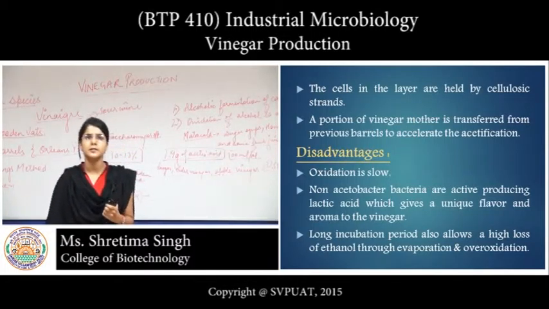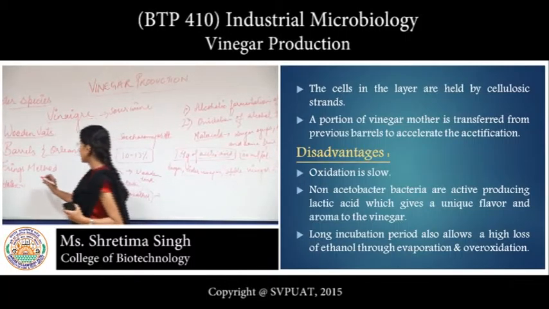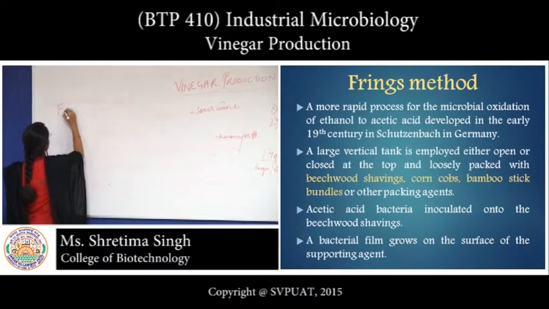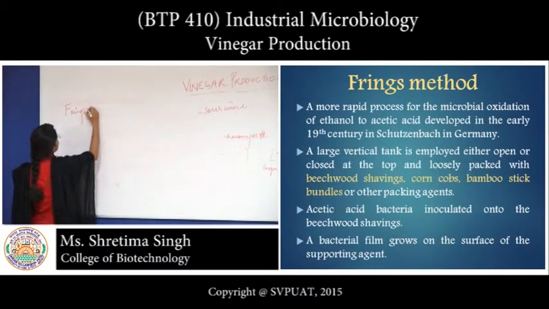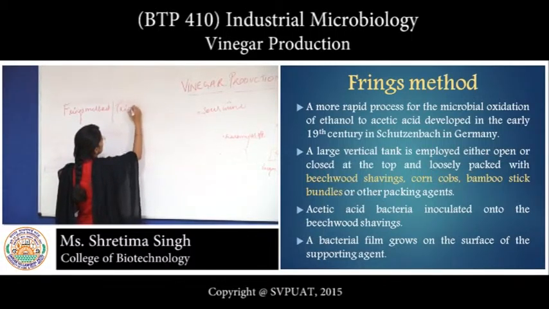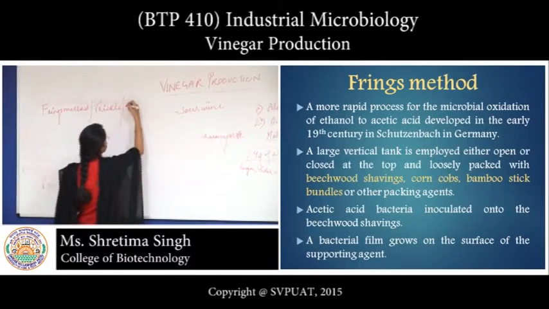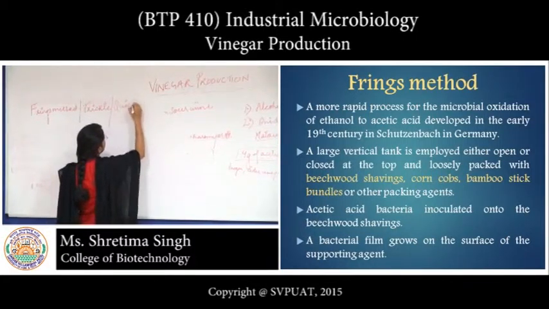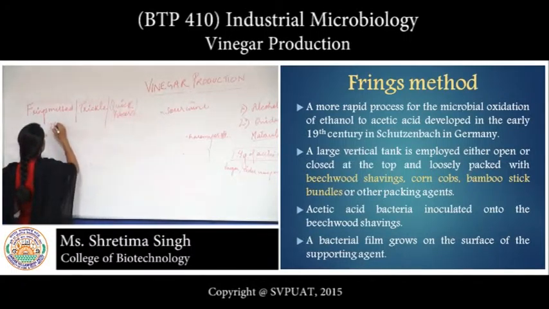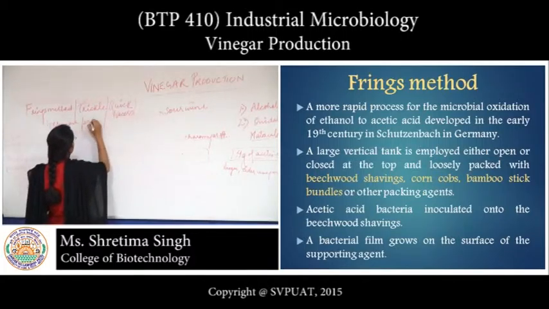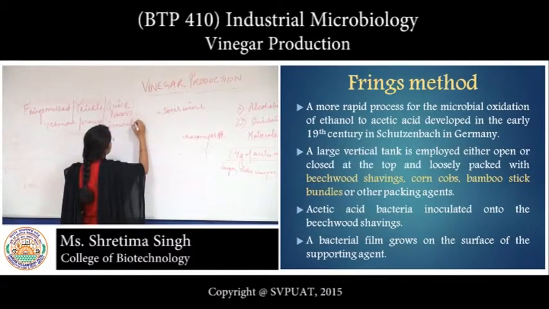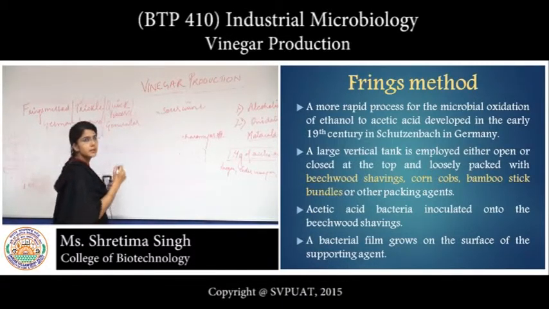Then the last method was the generator process or the Frings method. Because of its modified design, it is now popularly used for vinegar production. So, the Frings method is also known as the trickle method, or the quick process, and the German process. It may also be called the generator process, as it employs a generator.